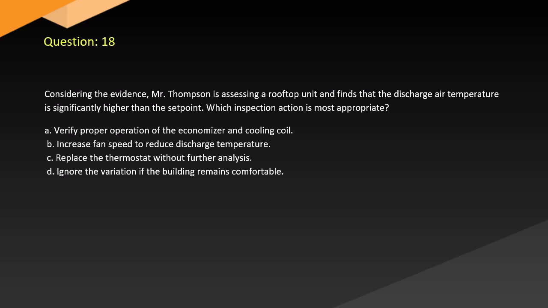Question 18. Considering the evidence, Mr. Thompson is assessing a rooftop unit and finds that the discharge air temperature is significantly higher than the set point. Which inspection action is most appropriate? A. Verify proper operation of the economizer and cooling coil. B. Increase fan speed to reduce discharge temperature. C. Replace the thermostat without further analysis. D. Ignore the variation if the building remains comfortable.